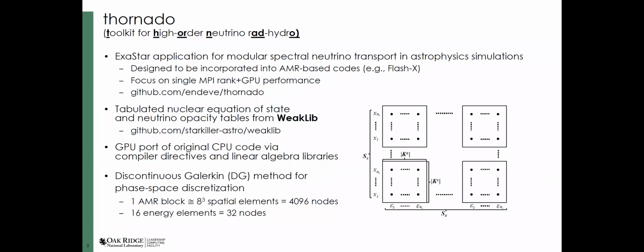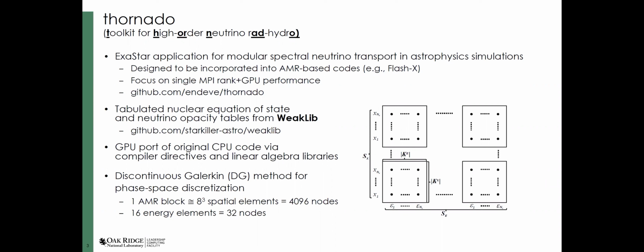In addition to the neutrino transport, there's some microphysics included, and I'll talk a little bit about those in the slides that are coming up. But these come from another code called weaklib that's maintained and developed by the same people. It's also intended to be modular across different applications. The original CPU code had no GPU support, so our approach was to use compiler directives and libraries. And oftentimes that also required rewriting existing code to put it in a better format to use GPUs.